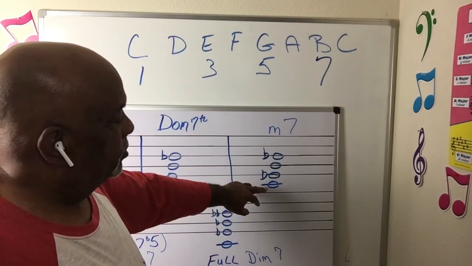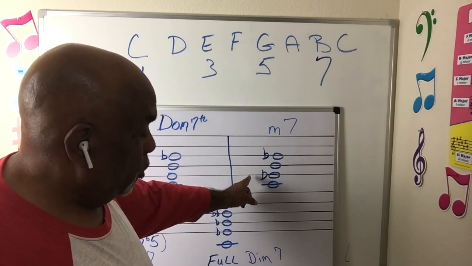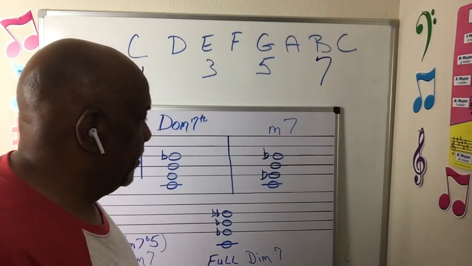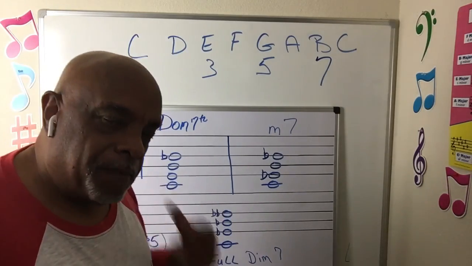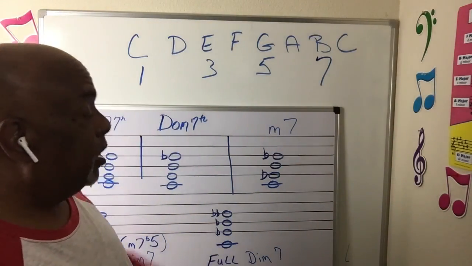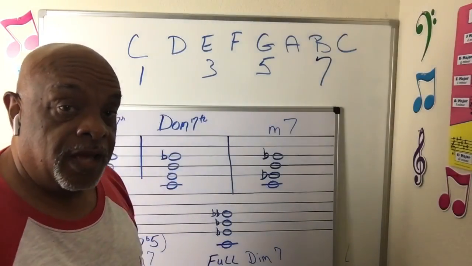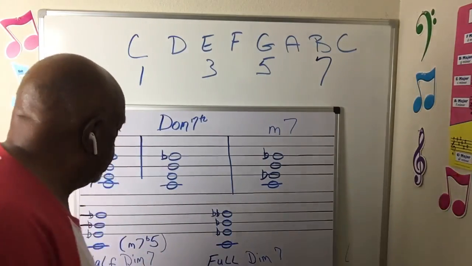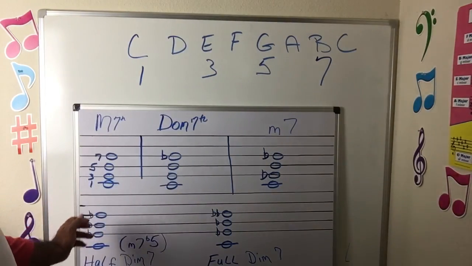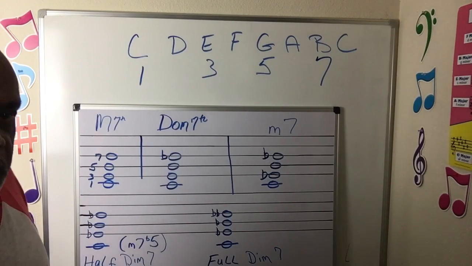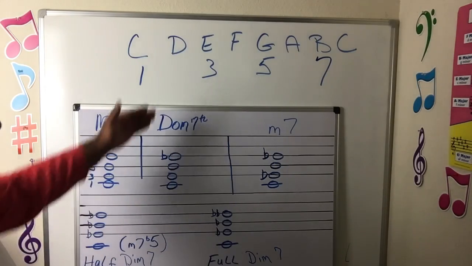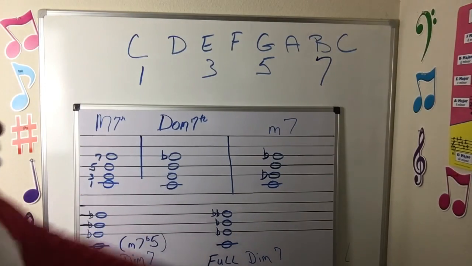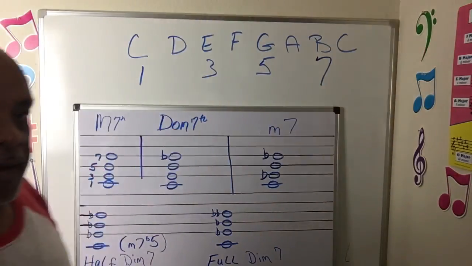So there's 1, lower 3rd, 5th, and then a lower 7th. One more time: in order to get a minor 7th chord, you lower the 3rd and the 7th a half step. Now, before we go on to the other two, let's go back. A major 7th chord is 1, 3, 5, 7. For a dominant 7, you lower the 7th a half step. In this case, you lower the B a half step.